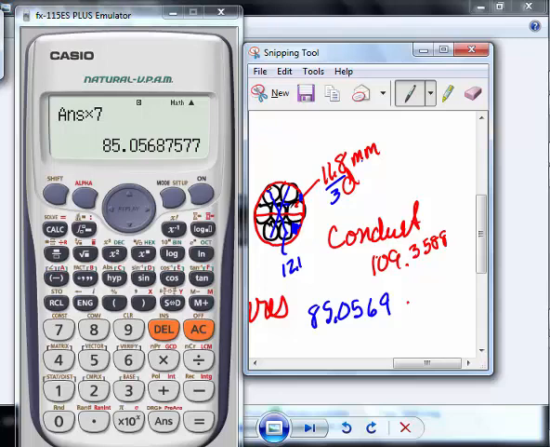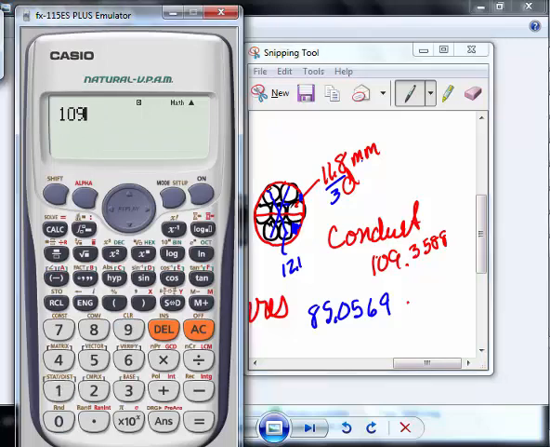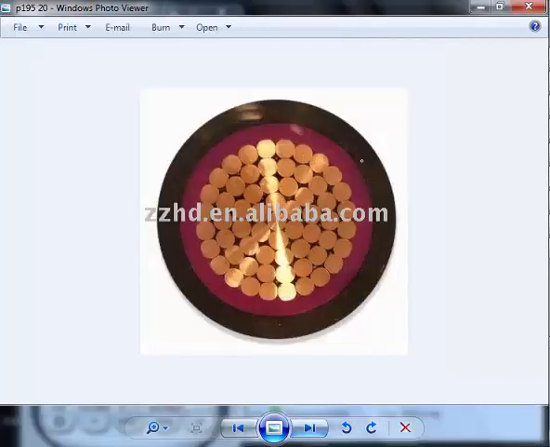What we need to do is to find out what the area that isn't full of wires inside here is, or in other words, subtract. So we have 109.3588 subtract 85.0569 is 24.3019.